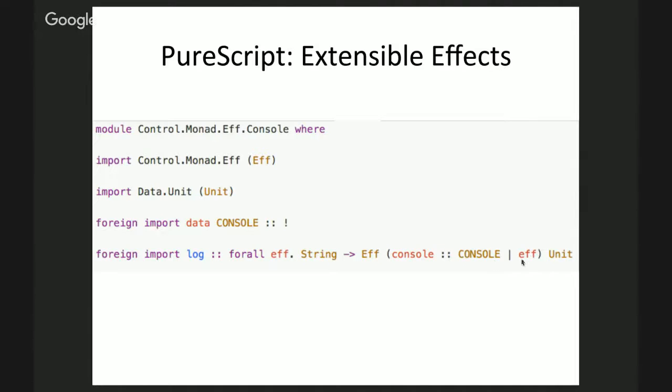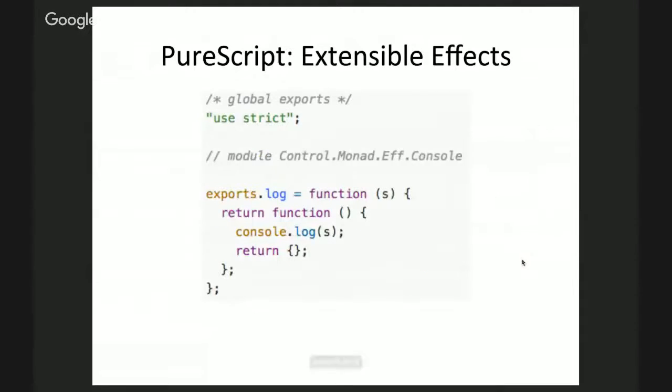Again, we have the pipe effect because, okay, we know that if we use this function in our program, we are going to have more effects, but at least we are going to have console. The implementation is this way.